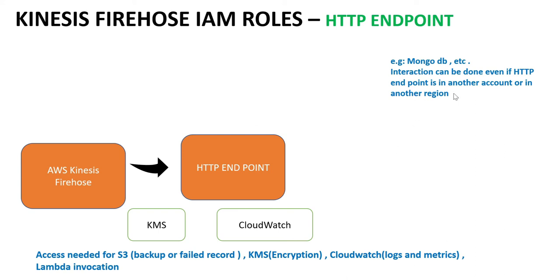So this interaction with an HTTP endpoint, even if the HTTP endpoint is in another account or another region, still it can do it. So this is vital for HTTP endpoint. If it is in another account or another region, that communication works. But if your S3 bucket is in another account, or sorry, another region, it will not work. If your Redshift is in another region, it will not work, or another account also, it will not work. Only for HTTP endpoint it will work.